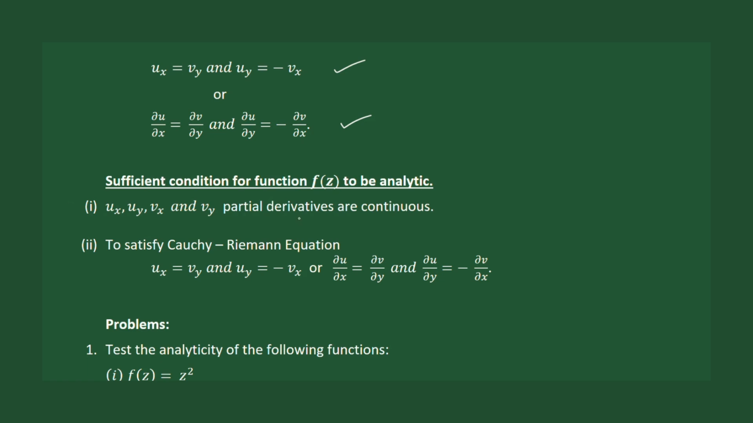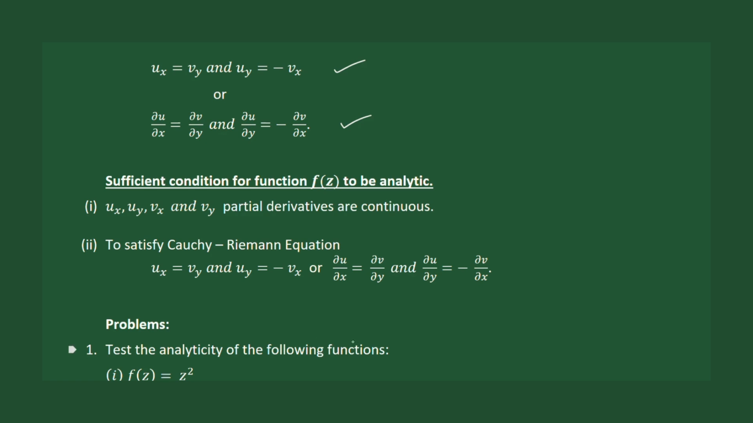Next is the sufficient condition for the function to be analytic. Here we have two conditions. First, these first order partial derivatives should be continuous. And second, it has to satisfy the Cauchy-Riemann equation. This is called the sufficient condition for the function to be analytic.